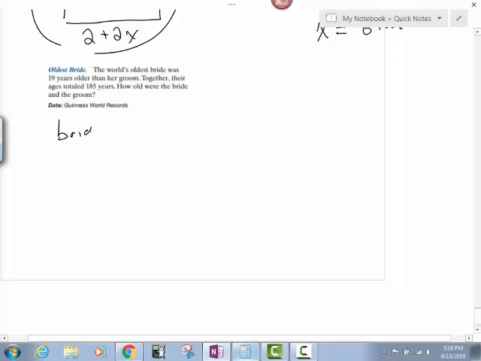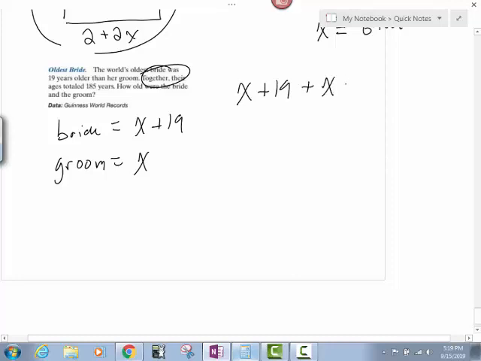We have the bride. We have the groom. Okay? And it says the bride is older than the groom. So I don't know how old the groom is, but the bride is 19 years older than he is. Okay? Together, their ages totaled 185 years. So her age, x plus 19, plus his age, which is x, adds up to 185. So notice 2 people here, 2 x's, 2x plus 19 equals 185.